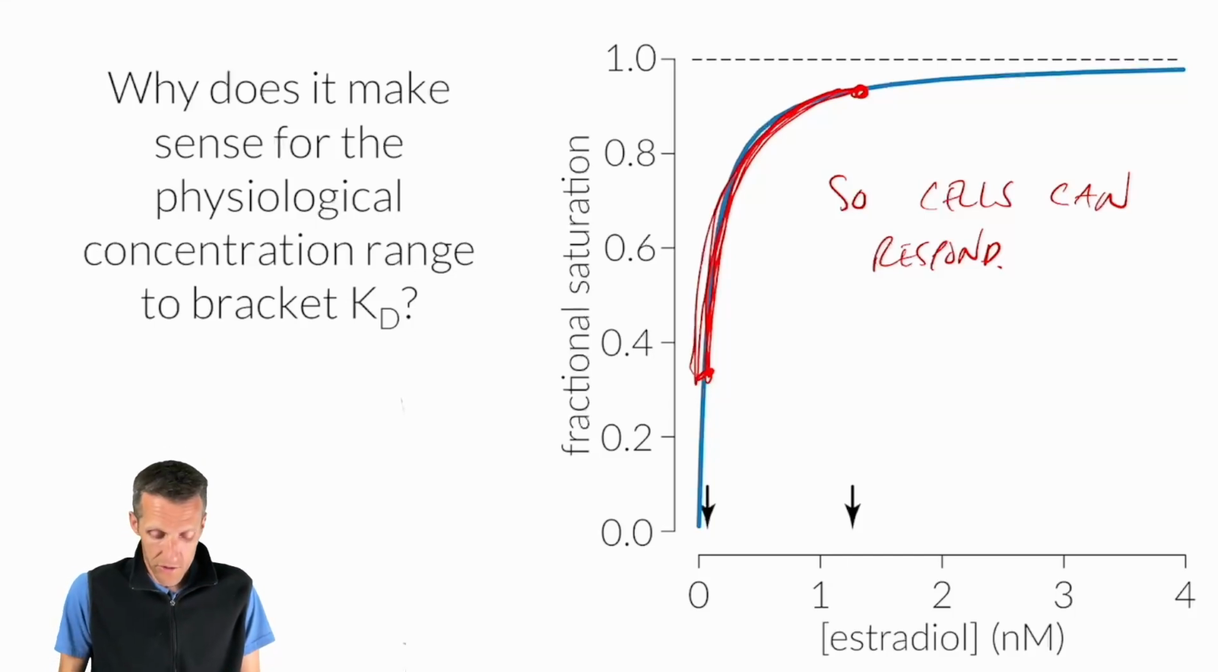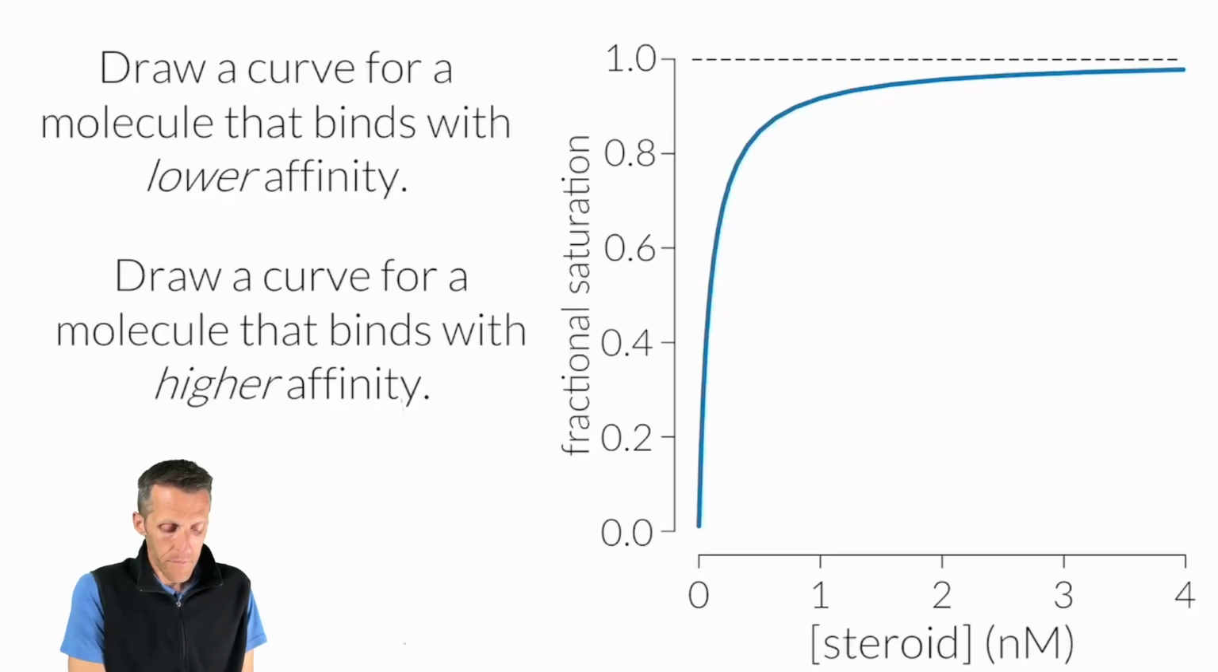If the estradiol concentration was really, really low, this receptor would never bind and it would never know estradiol was around. And if the estradiol concentration was really, really high, the cell couldn't tell that the concentration was changing because it would always be loaded. So you see this all the time, where the concentration of the physiological molecule that binds to the protein is right around the KD, the dissociation constant.